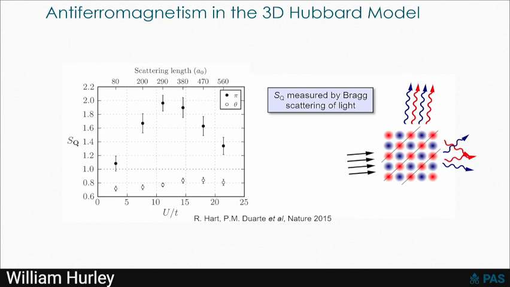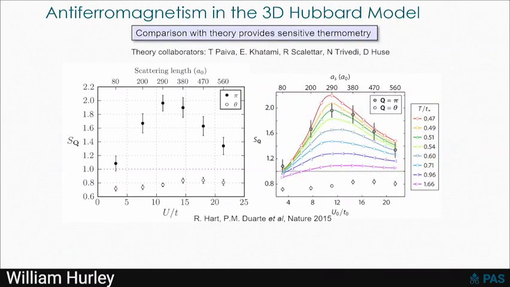And we can measure the antiferromagnetic order that exists by doing Bragg scattering of light. This is very similar to what our condensed matter colleagues do with scattering neutrons. It's a spin-sensitive technique. So by shining the light at a particular angle, the Bragg angle, and detecting the diffracted light at the Bragg angle on the other side, one can measure the correlations in this system.